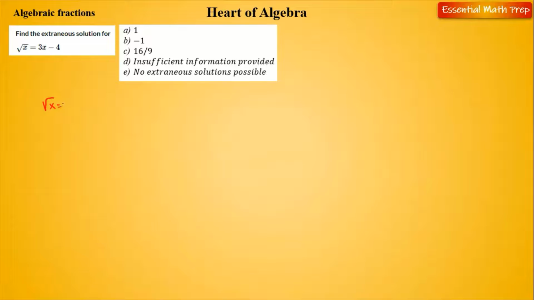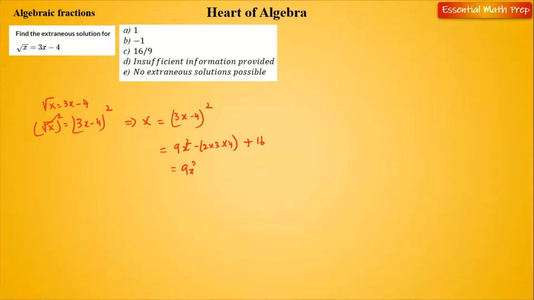So we have root x equals 3x minus 4. The best way to approach it when you have a square root on one side and no square root on the other side is to square both sides so that the square root cancels out. So if you square both sides, x equals (3x minus 4) squared, which equals 9x squared minus 2 times 3 times 4 times x plus 16. So it's 9x squared minus 24x plus 16. If you bring the x to this side, sorry, I missed the x here, it's 9x squared minus 24x minus x plus 16 equals 0.